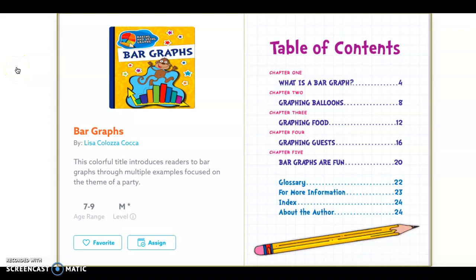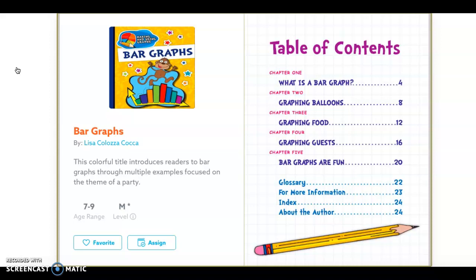Hi everyone, today we are going to learn a little bit more about bar graphs, and we are going to create a bar graph with our data we collected from yesterday. But before we create our bar graph, we're going to learn a little bit more about it, and we're going to read this book called Bar Graphs.